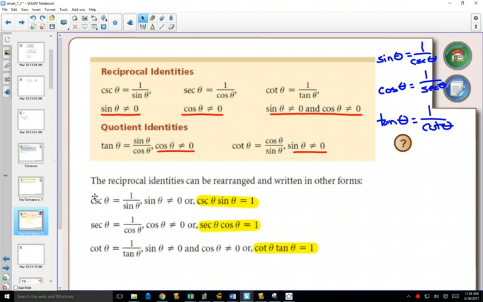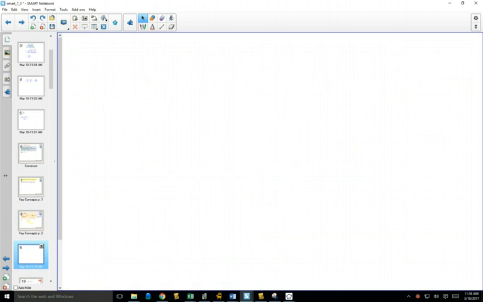So the way that it works is you have these reciprocal identities, these quotient identities. These are our tools so far. And with them, we want to prove some new ones. So for example, number 5 on your sheet says secant t cos t equals 1.